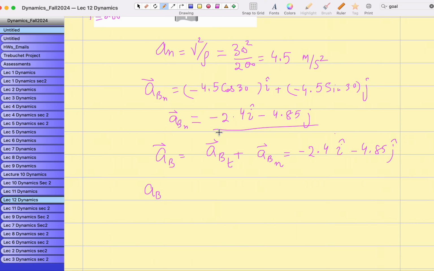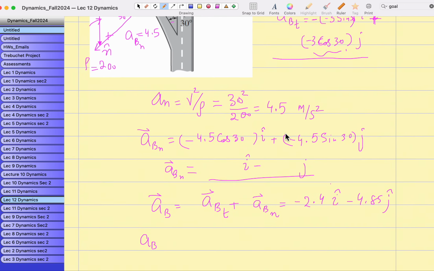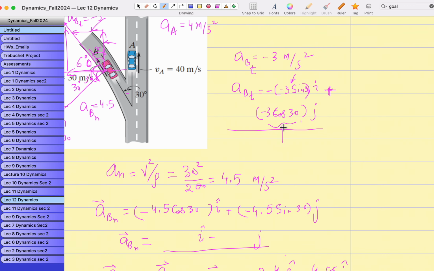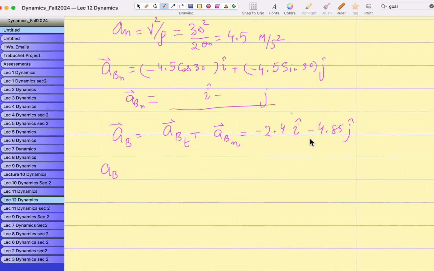Probably you have to do the math here. This is not the one. You have to add the tangential and normal components. This you have to solve at home. What are these values? But in the end you will get this answer for the acceleration B, and a_B/A would be this vector a_B minus a_A vector. Agreed?